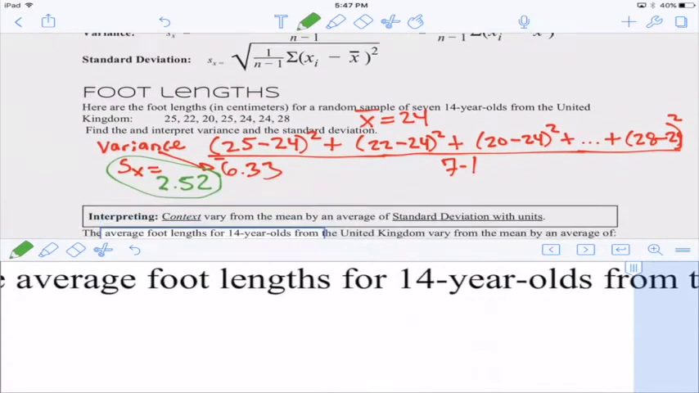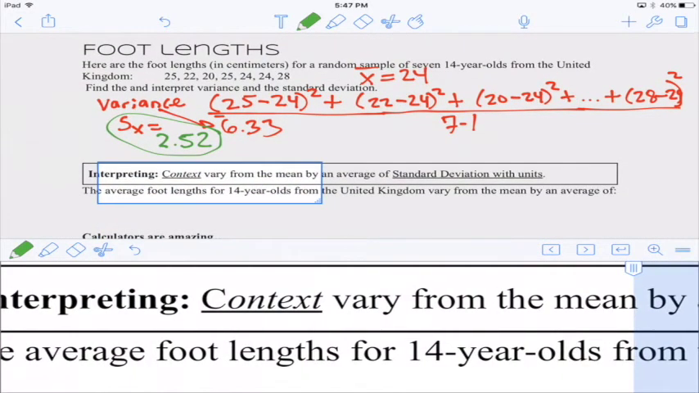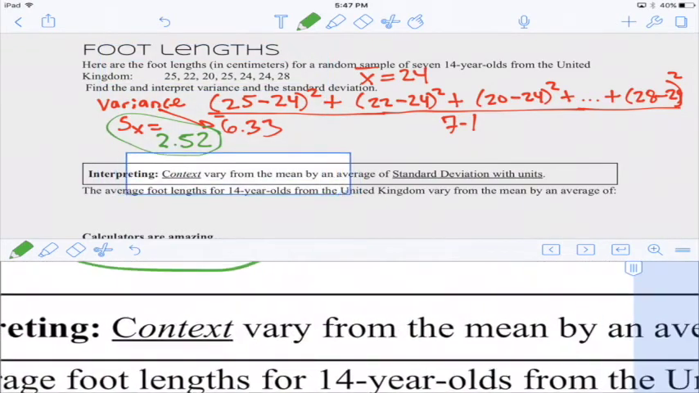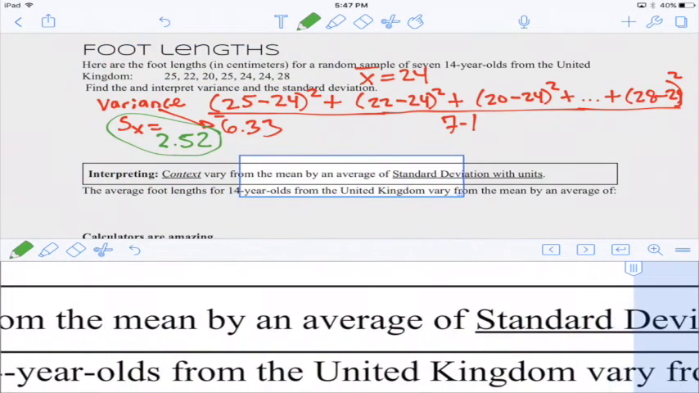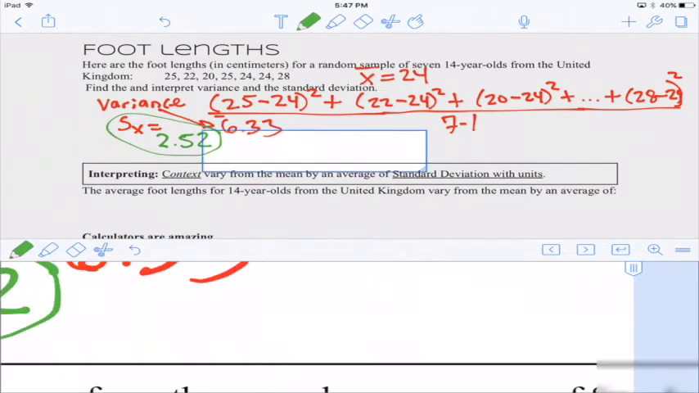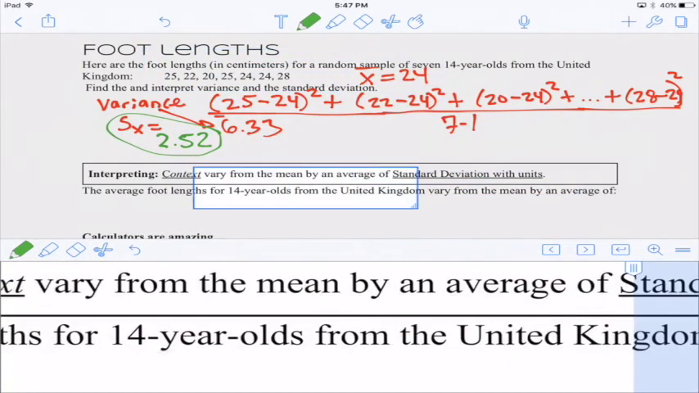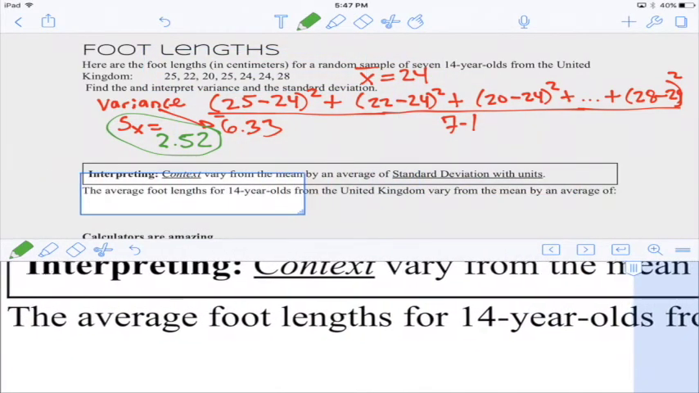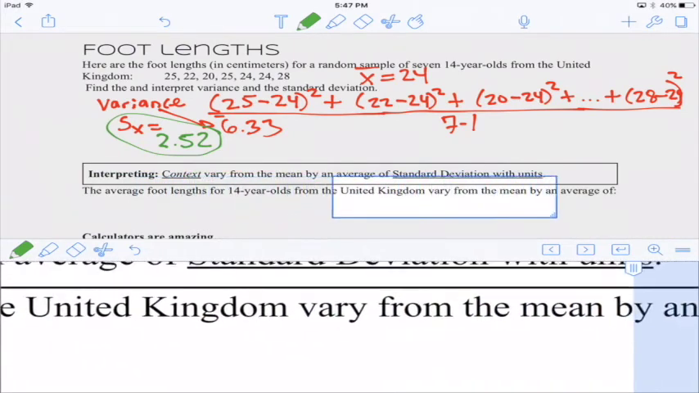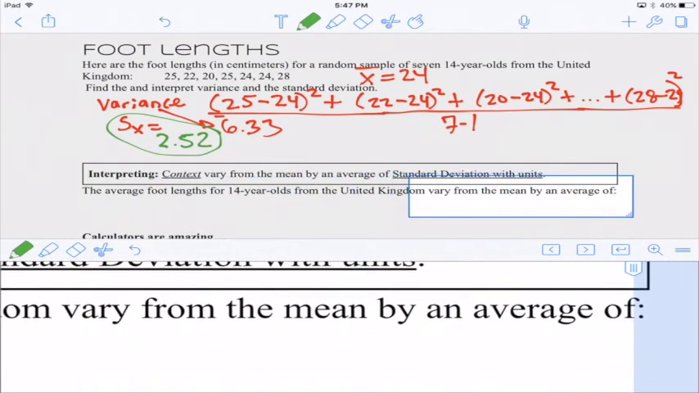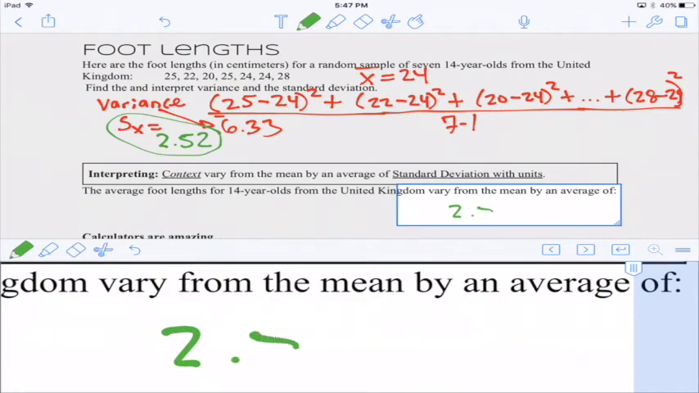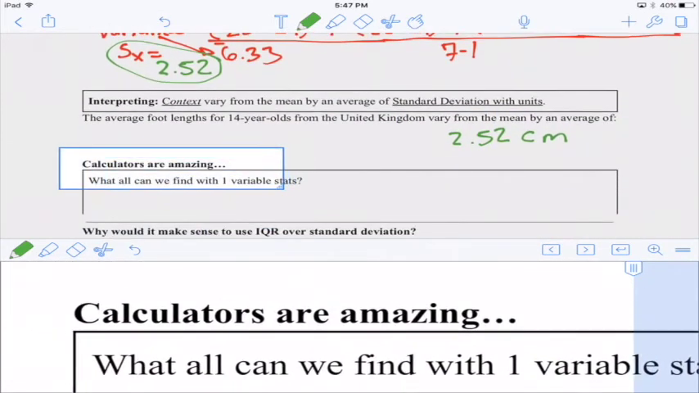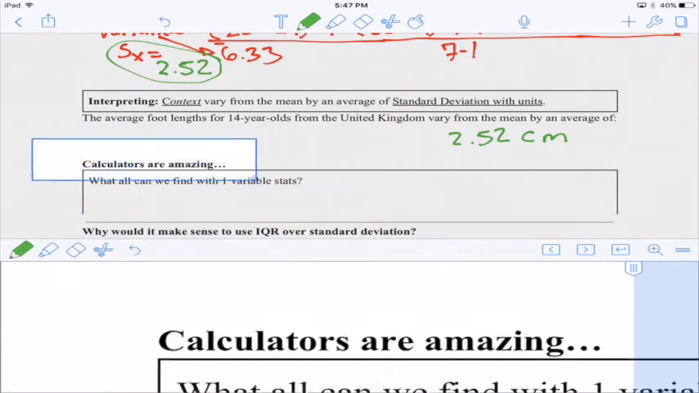When I interpret the standard deviation, it's very, very important. The foot lengths vary from the mean by an average of 2.52 centimeters. Okay, so the average foot length for 14-year-olds from the UK vary from the mean by an average of 2.52 centimeters.